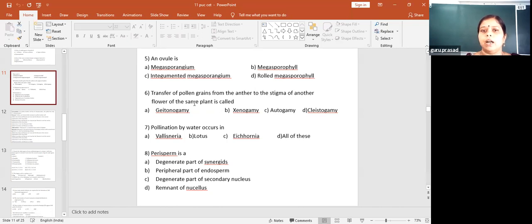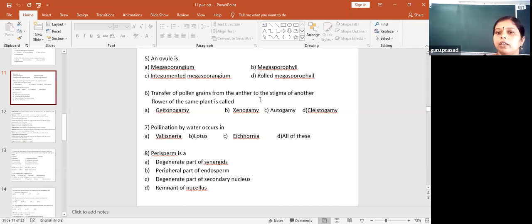Transfer of pollen grains from the anther to the stigma of another flower of the same plant is called what? I have explained this now. Only three types of pollination are there: autogamy, which is self pollination; xenogamy, which is cross pollination; and geitonogamy, which is cross pollination taking place between different flowers present on the same plant. So for this definition, the most suitable one is geitonogamy.